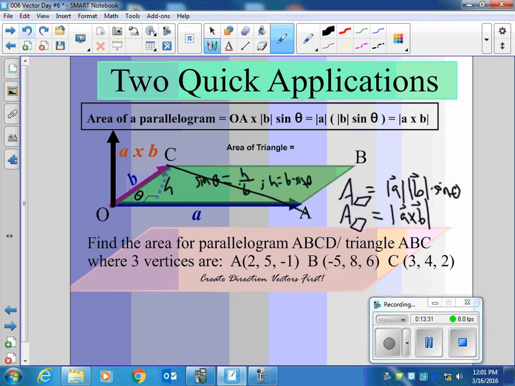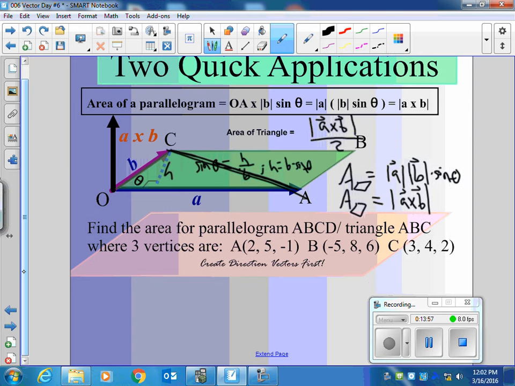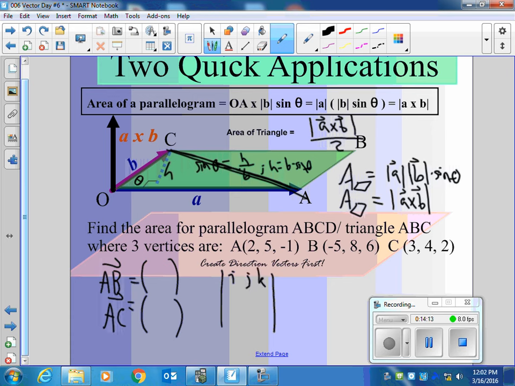What about this triangle, which is probably more of what we would want? What's that going to be? What do you do to my parallelogram? Half of it. So it's just going to be the magnitude of the cross product divided by 2. And there it is. There you got it. And if you wanted to, you could do this example. We're going to do it in class, but it's really the same thing. You're going to find AB direction vector. You're going to find AC direction vector. You're going to make the cross product determinant, and then you're going to find the magnitude of it, and you'll get the parallelogram.